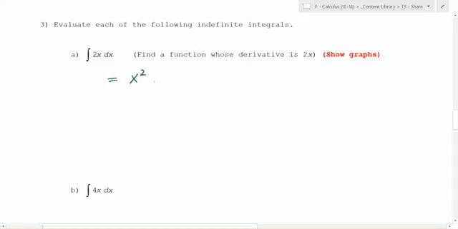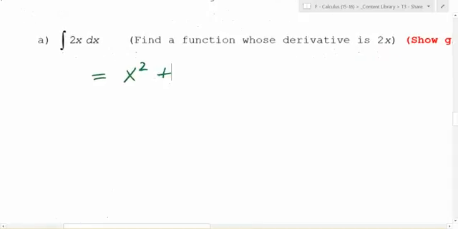x squared. And what do you have to add to that? Why do you have to put a c here? We talked about this before. Why? Because anything could be there, right? What's the derivative of a constant, Liana? 0. So it could be anything.